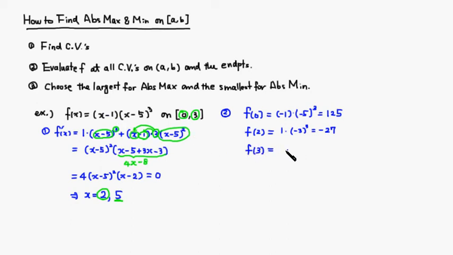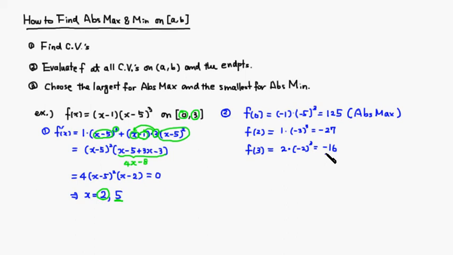Plugging 3 there, 3 minus 1 is 2, times 3 minus 5, which is negative 2 cubed, so that's negative 8 times 2, which is negative 16. So it's easy to determine. Absolute max value is obviously there's only one positive number, 125. So this is the absolute maximum.